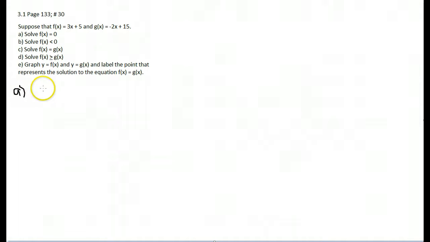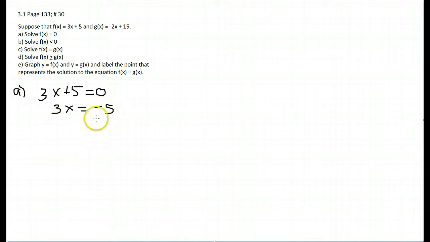So that means we take our function f of x, which is 3x plus 5, we set it equal to 0, and we solve for x. Well, first we're going to subtract 5 from each side, so that leaves us with 3x equals 0 minus 5, which is negative 5. Divide each side by 3, and we get x equals negative 5 over 3.